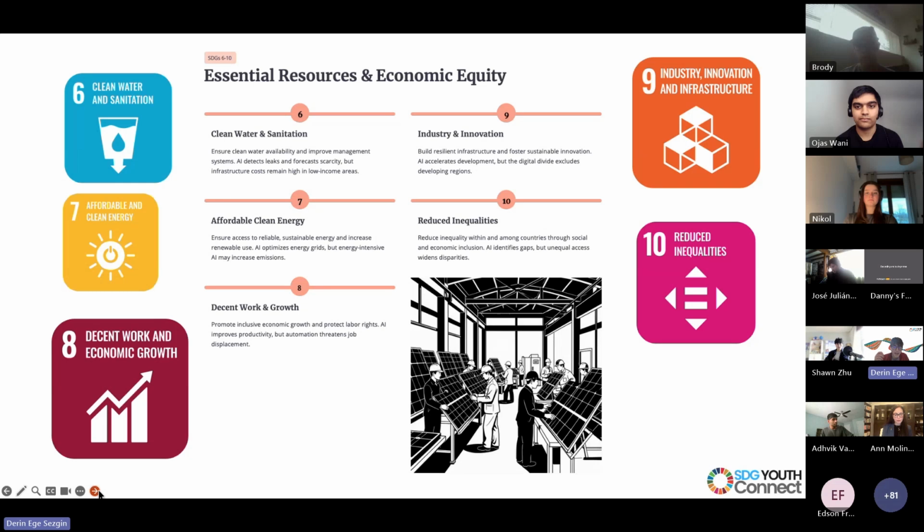Since AI optimizes energy grids, AI can really help energy. But an even worse problem than that is AI's own energy intensity, which may increase emissions a lot. AI uses a massive amount of energy. You can search it up.